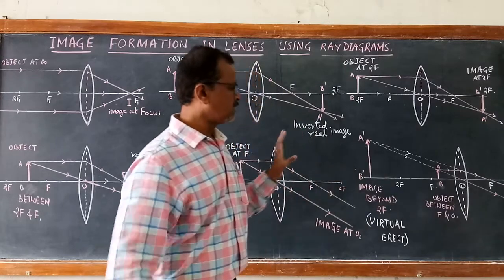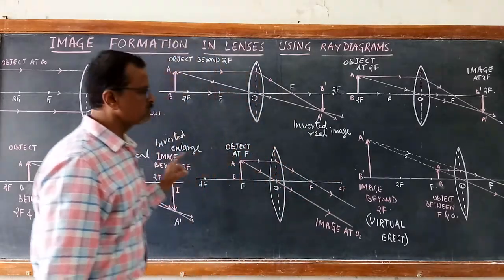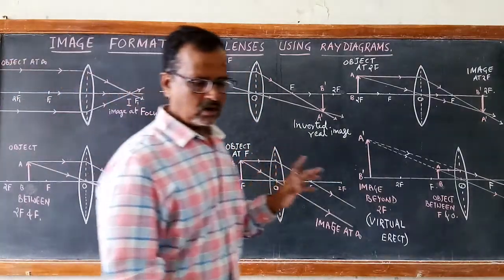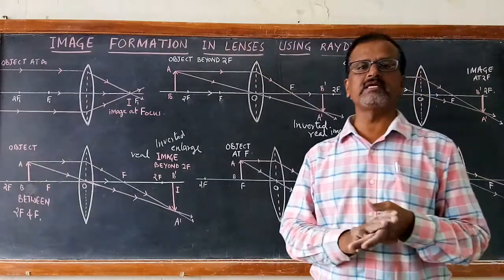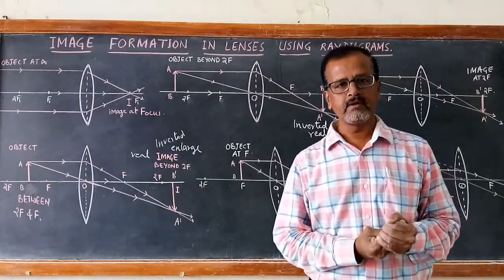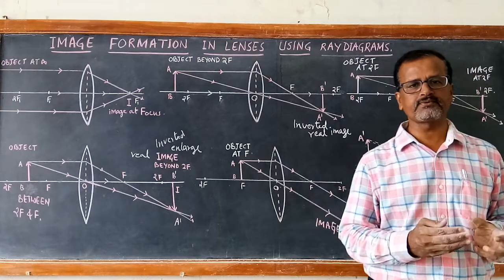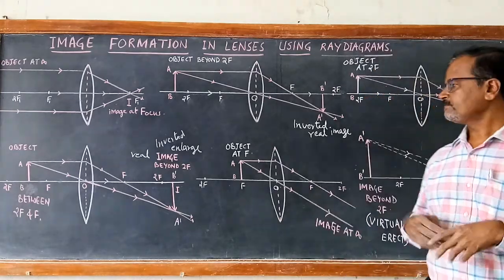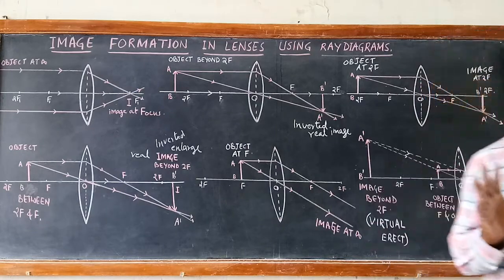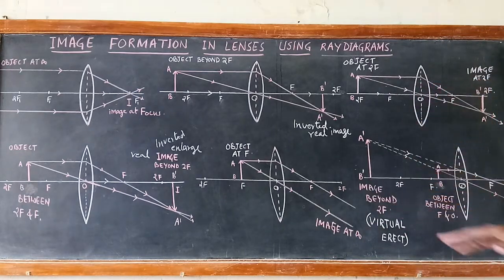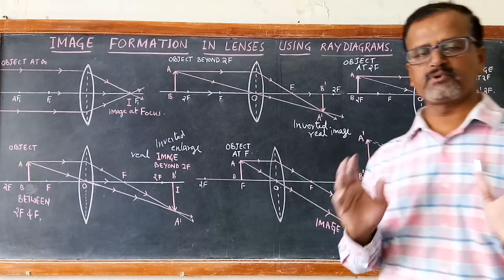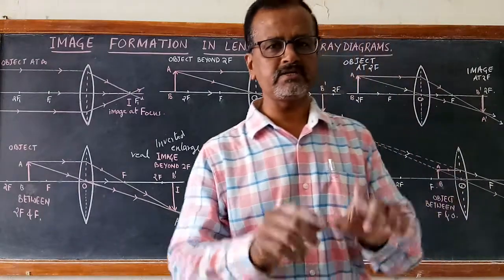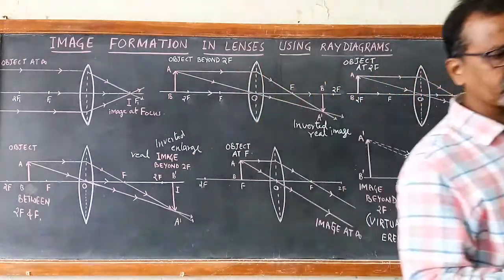So this is how we draw the ray diagrams for a convex lens. How to draw ray diagrams for a concave lens we will discuss in the next session. Before that, you can try yourself and we will discuss the difficulties in the next session. These are the six important positions. Make a chart for object position, image position and nature of the image. That will be helpful.